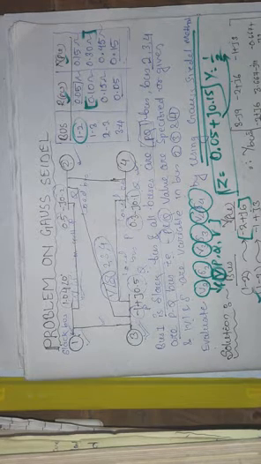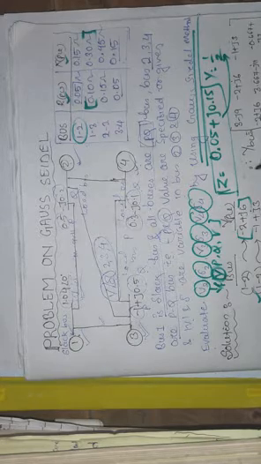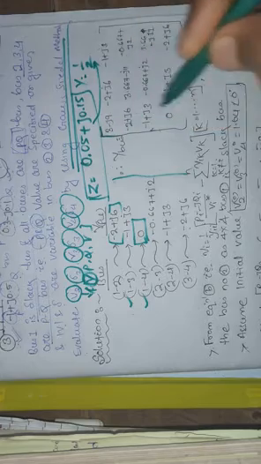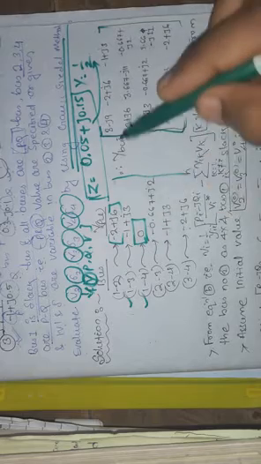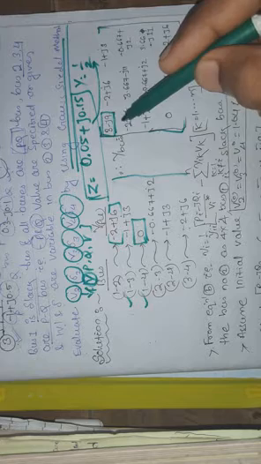Okay, so like that you have to calculate the admittance between bus number 2 and 3, bus number 2 and 4, and bus number 3 and 4. Like that you have to calculate. So after calculating this, make the admittance matrix. So here, bus number 1, that is your Y11.